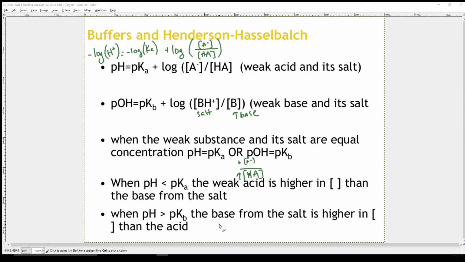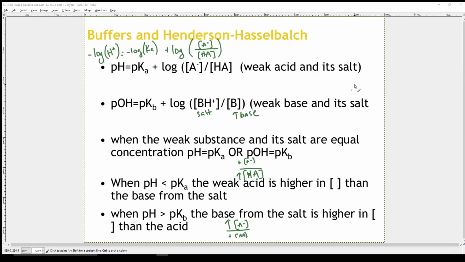Now, if your pH is greater than your pKa, then that means that the base from the salt is higher in concentration than the acid. So if you were going to draw this visually, you'd have way more of this. It's the conjugate base that came from the salt, and less of your HA.